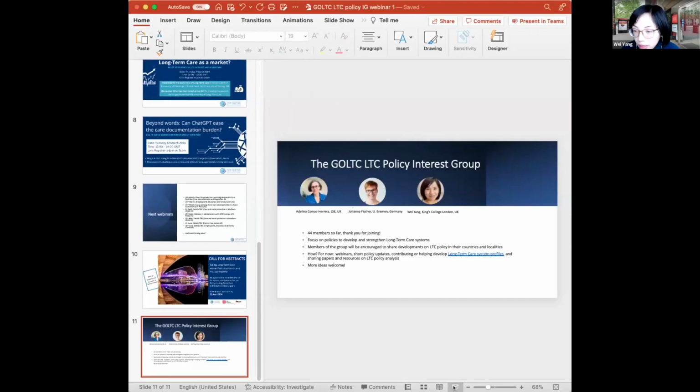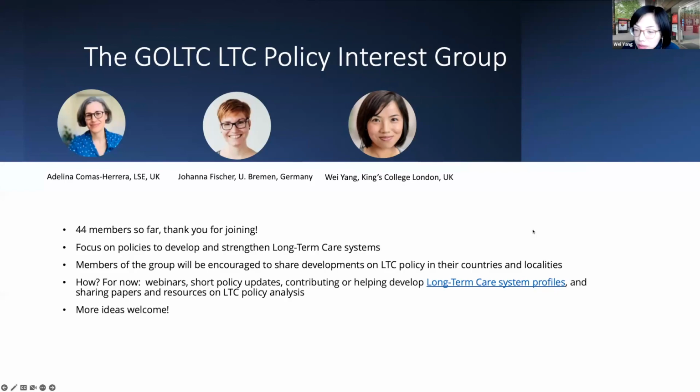So I am going to introduce a little bit about the long-term care policy interest group on behalf of the steering group. The steering group at the moment consists of myself, Wei Yang, an associate professor from King's College London, and we also have Johanna from University of Bremen, and also Adelina. So three of us in the steering group of this long-term care policy interest group.